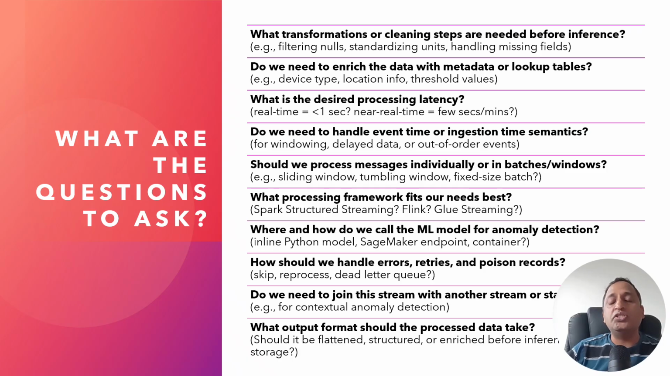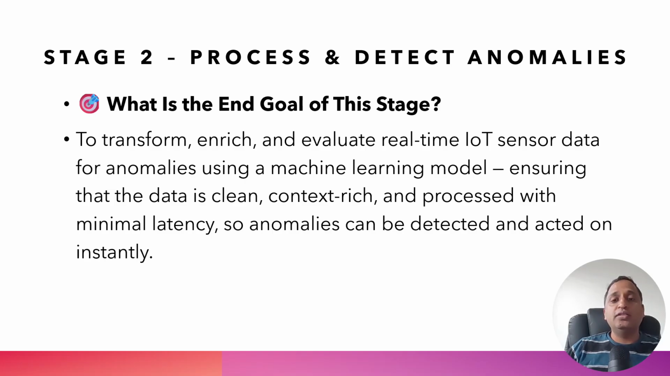Next, we will go through each and every design option and see which design option is best suited for this use case. So before we go further, the way we have done in the previous stage, let's define the goal of the stage, right? The goal of the stage is we are not just processing the data, we are also using that cleaned, enriched stream to detect anomalies in real time using a machine learning model. So what does it basically take to do that?